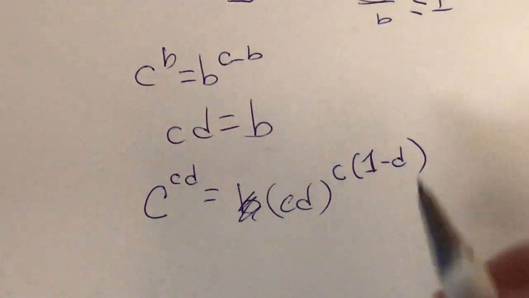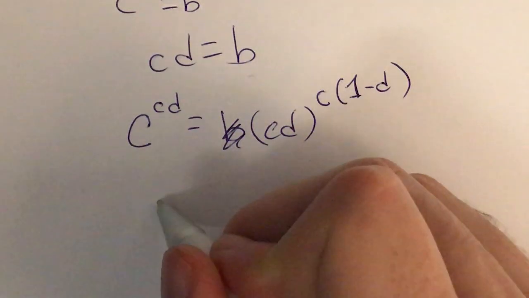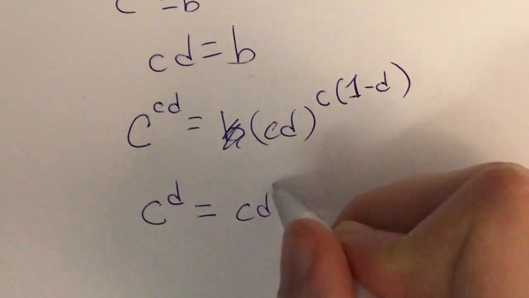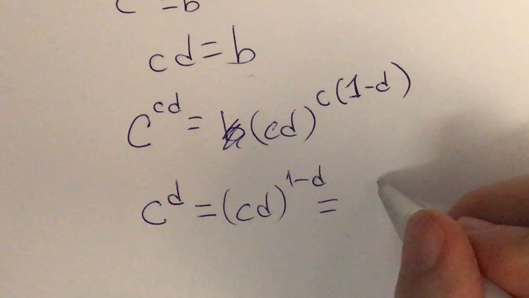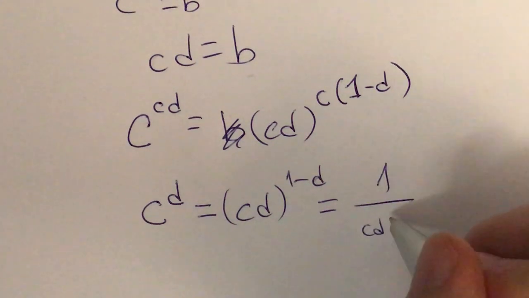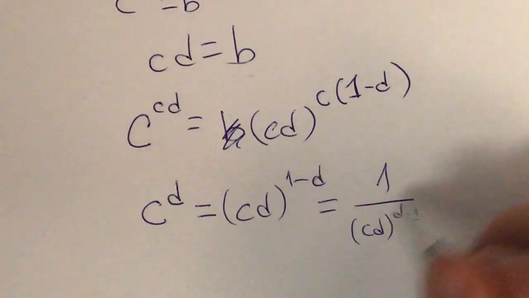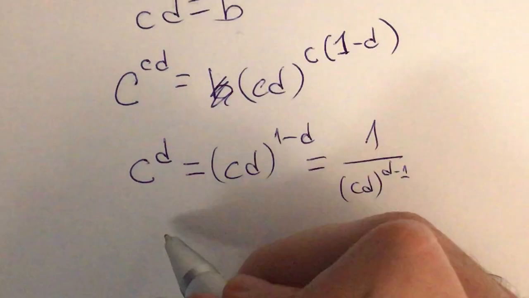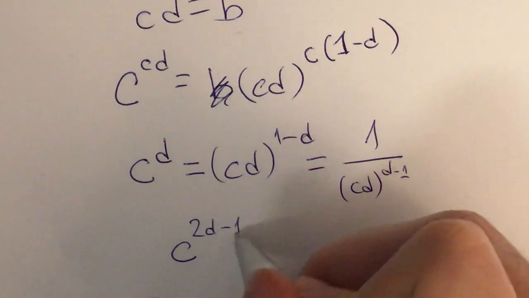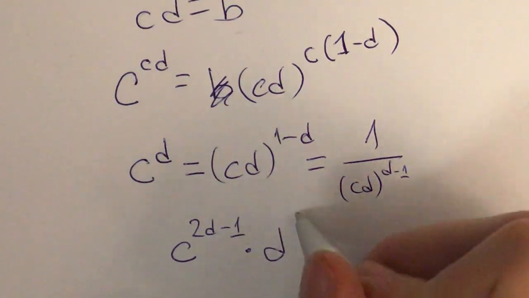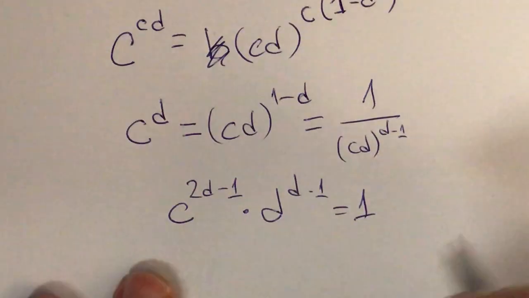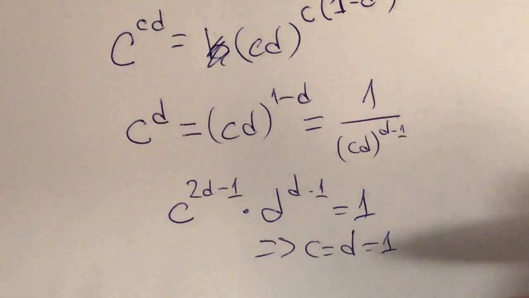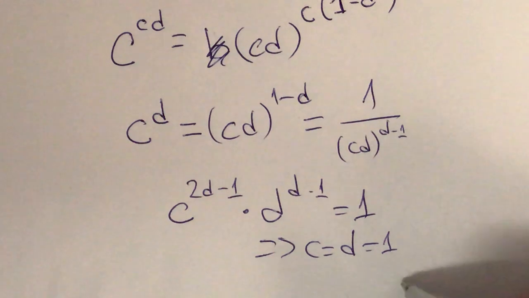And now when we take the c-th roots of both sides, we get c to the power of d is going to be equal to cd to the 1 minus d, which is equal to 1 over cd to the power of d minus 1. And now if we multiply both sides by cd to the power of d minus 1, we get that c to the power of 2d minus 1 times d to the power of d minus 1 is equal to 1, which makes both c and d equal to 1, which implies b is 1, which implies a is 1, and so this case is done.